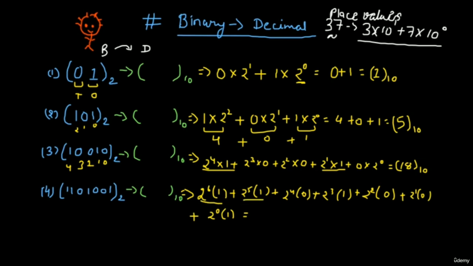So 64 plus 32 plus 8 plus 1. Remember this one is 8. And now in total it is going to be 105. Okay, 105 base 10.